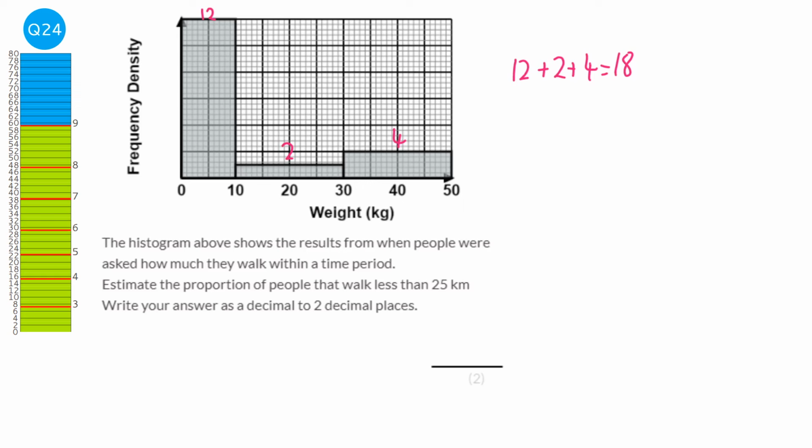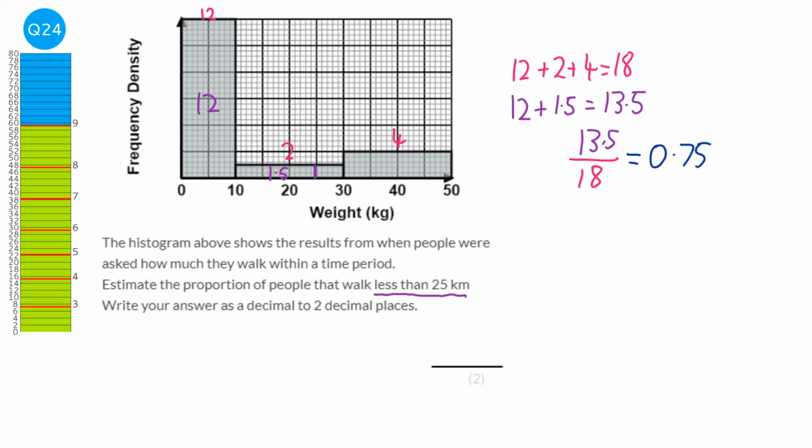Next we're going to work out how many there are that are less than 25. So 25 is here, so there's 1.5 there, and there's the 12 we've got here. So it's 12 plus 1.5, should be 13.5. And to work out a proportion, we just write it as a fraction. So the 13.5 over the total amount, which is 18. And we can write that as a decimal, which will be 0.75, so it would just be 3/4.